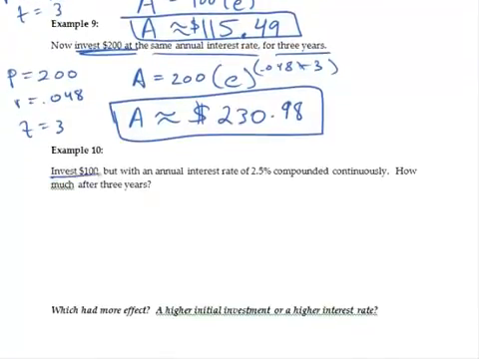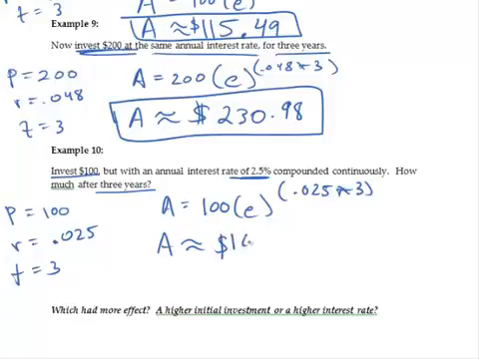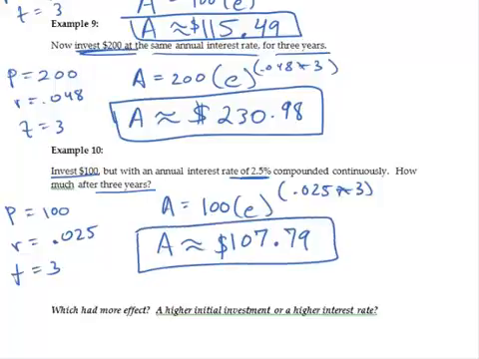Something similar: this time we're investing 100, but our interest rate has changed. Our interest rate is now 2.5%, so a little lower, and it's still 3 years. So P equals 100, rate equals 0.025, and T equals 3. A equals $100 e raised to the 0.025 times 3. Go ahead and plug this into the calculator, and we should have A is about $107.79.